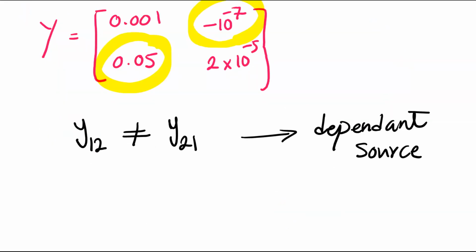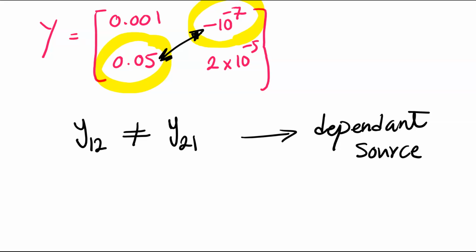So whenever you have a dependent source, you have to solve for every single parameter for your Y or Z matrix. But if you have no dependent source in your circuit, then you can assume that these two parameters are equal and you can only solve for one of these two.